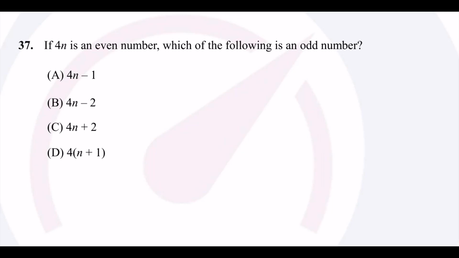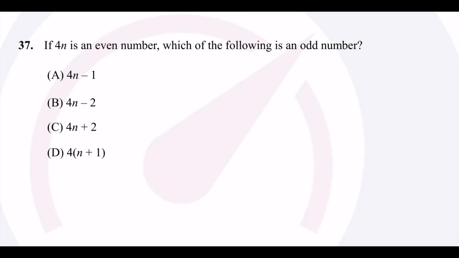Just to note, both 7 and 9 are odd numbers, even though 7 is prime. Alright, so 4n is an even number. Which of the following is an odd number?